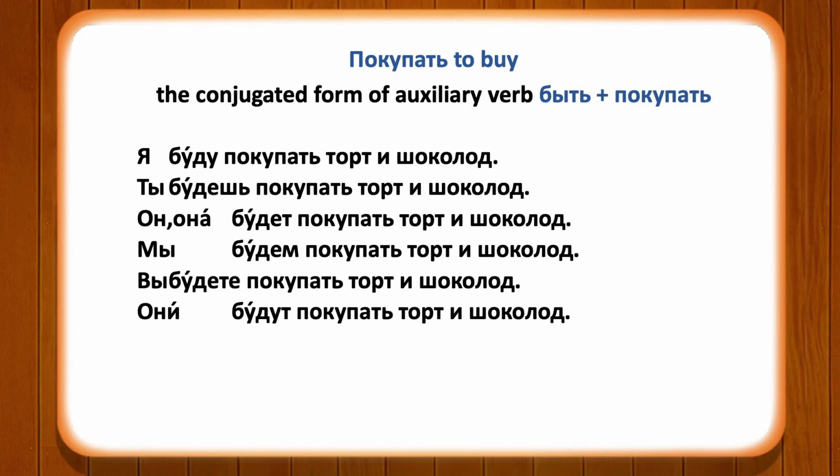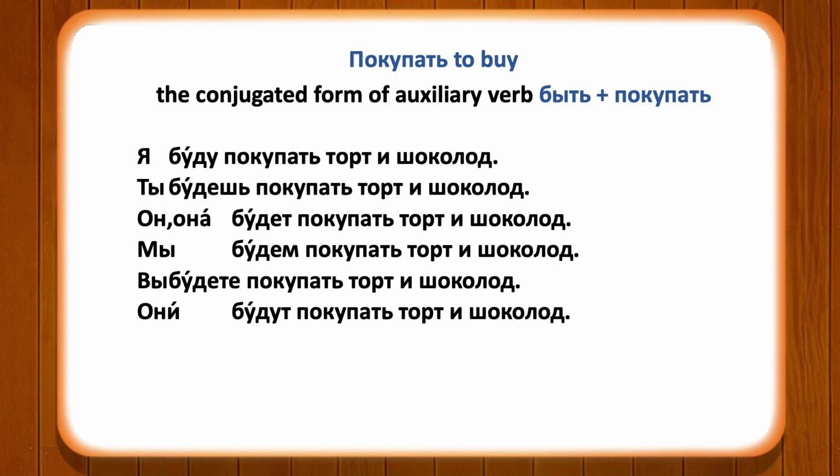So я буду покупать торт и шоколад means I will be buying a cake and chocolate. Ты будешь покупать торт и шоколад. It means you will be buying a cake and a chocolate. Он будет покупать торт и шоколад. It means he will be buying or he will buy a cake and a chocolate. Она будет покупать торт и шоколад. It means she will be buying a cake and a chocolate, or she will buy a cake and a chocolate.